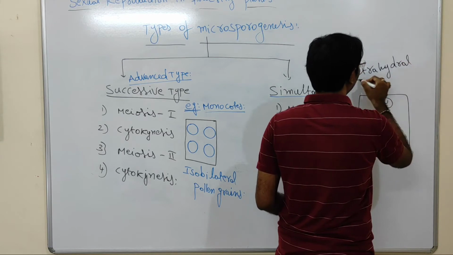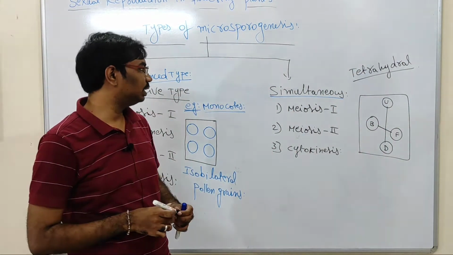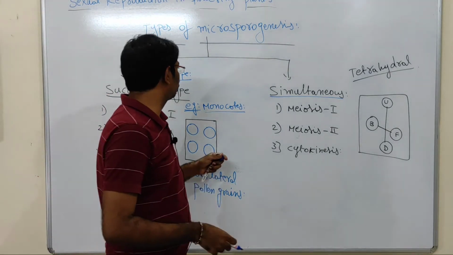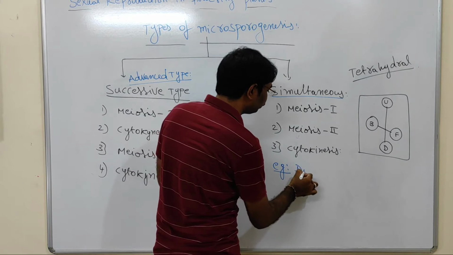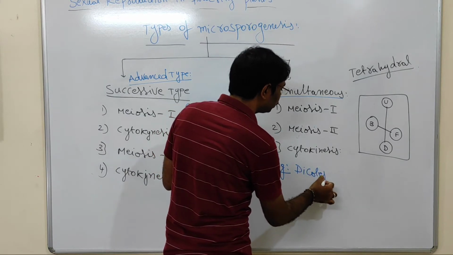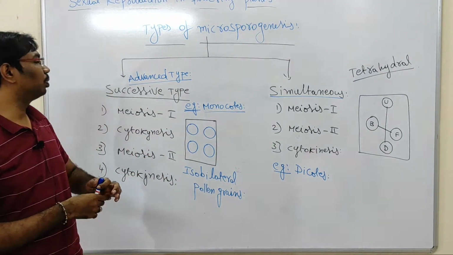Tetrahedral arrangement of the pollen grains. So this tetrahedral arrangement of the pollen grains is present in the dicots. So the simultaneous type is present in dicot plants. Okay, so this is about two types of microsporogenesis.